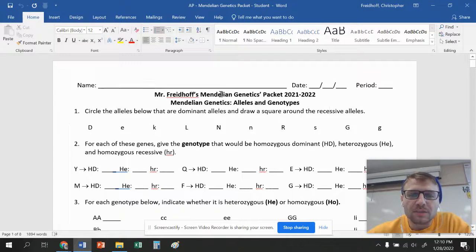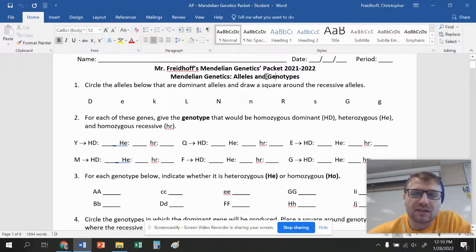I'm going to take you through my AP Biology genetics packet. This specifically goes over Mendelian genetics. This first page is pretty easy. It's going over things like alleles and genotypes. It says number 1, circle the alleles below that are dominant and draw a square around the recessive alleles.